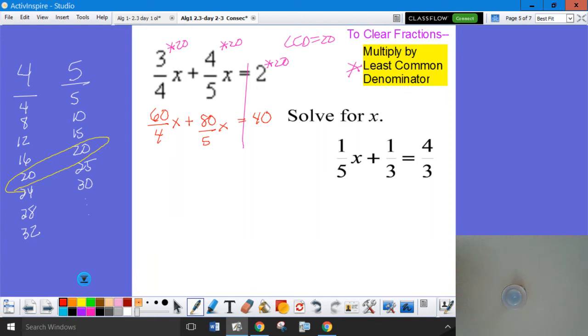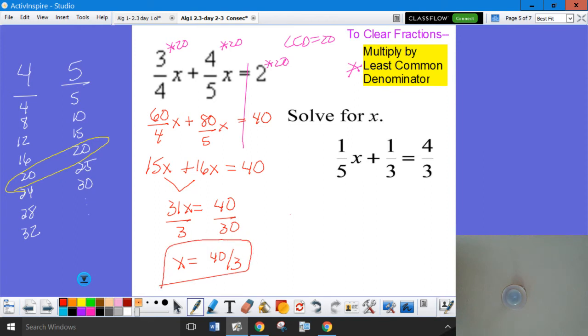Well, let's go ahead and do the division. 60 divided by 4, that's 15. 80 divided by 5, that's 16. I no longer have fractions. Now I can just solve it. Well, those two, that gives me 31. And I know this is multiplication, so opposite is going to be division. X is going to equal 40 divided by 3. And that one's finished.